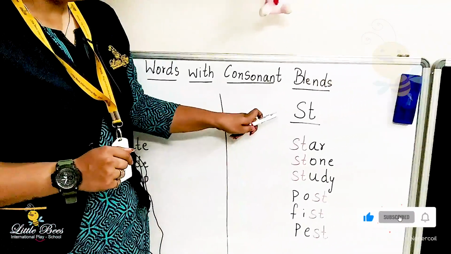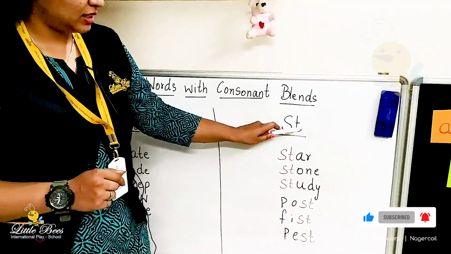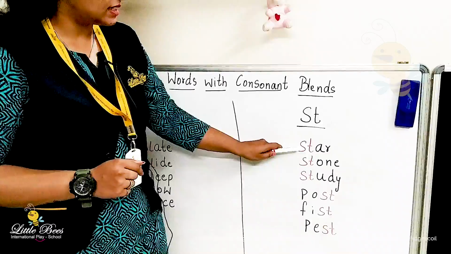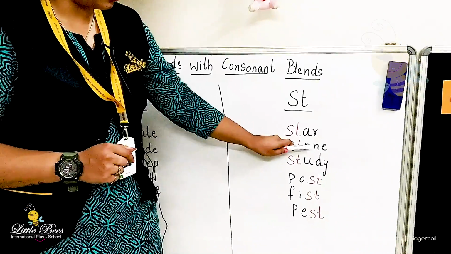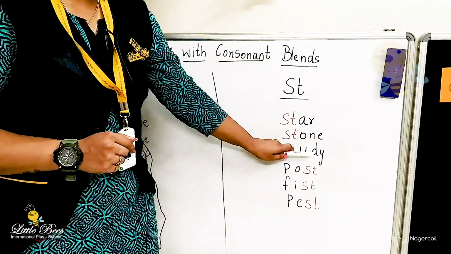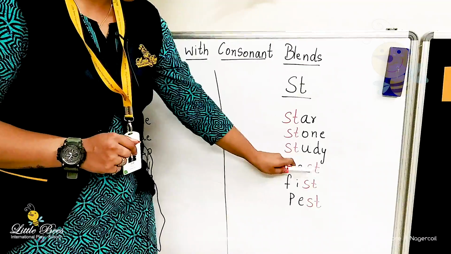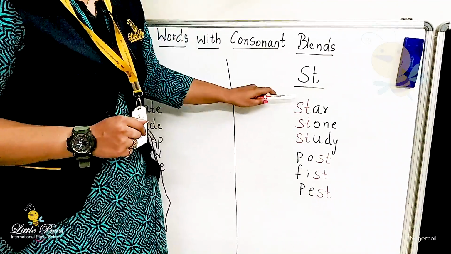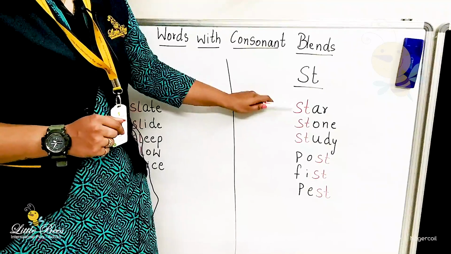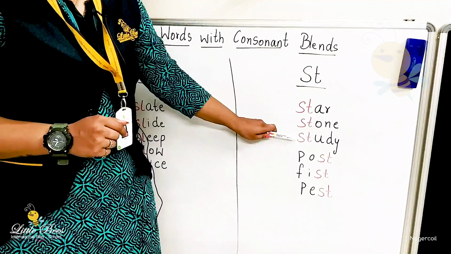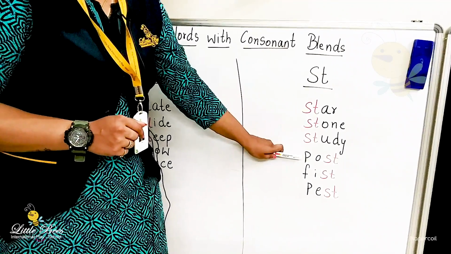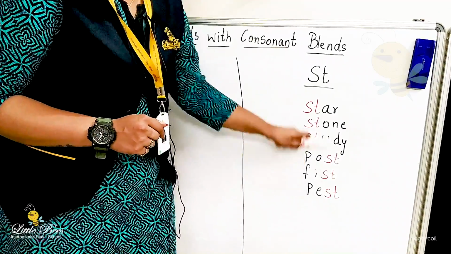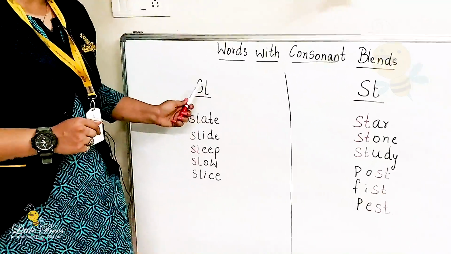Okay. Here we have ST sounds. Stir, star, stone, study, post, fist, pest. What are the words here? Star, stone, study, post, fist, pest, stir, slur.